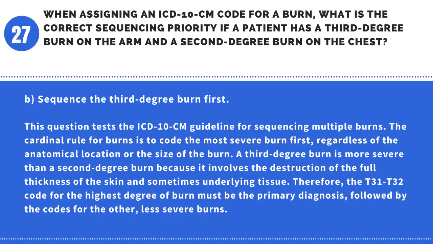This question tests the ICD-10-CM guideline for sequencing multiple burns. The cardinal rule for burns is to code the most severe burn first, regardless of the anatomical location or the size of the burn. A third-degree burn is more severe than a second-degree burn because it involves the destruction of the full thickness of the skin and sometimes underlying tissue. Therefore, the T31-T32 code for the highest degree of burn must be the primary diagnosis, followed by the codes for the other, less severe burns.